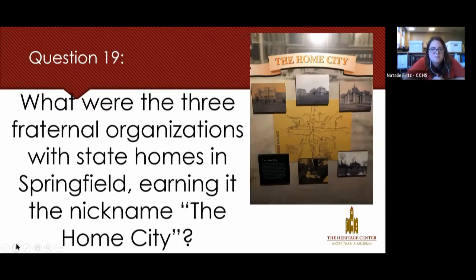Question 19. What were the three fraternal organizations with state homes in Springfield, earning it the nickname the Home City? So we're looking for the names of the fraternal organizations that were represented.